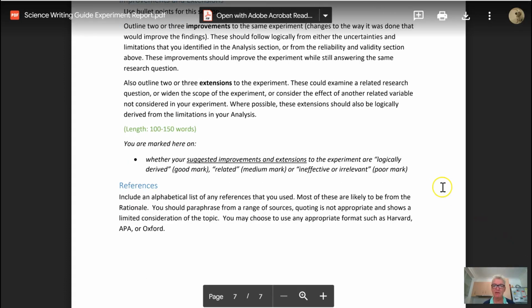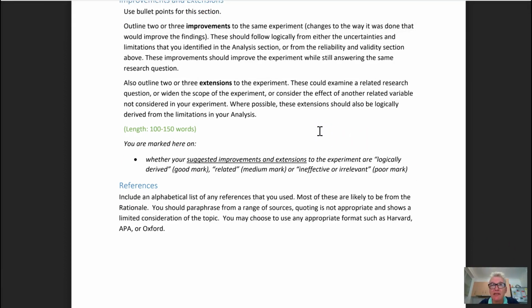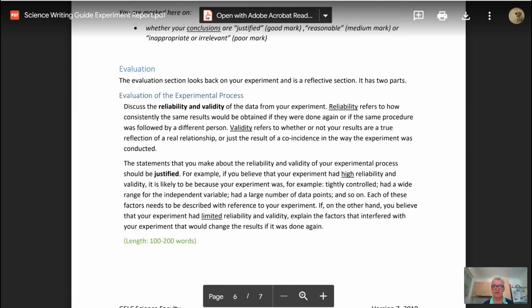Or maybe an extension that will help you give you some better ideas about how to protect that environment, or what changes have happened in there because of human influence. That could be an extension. Okay, so you get marked here on whether your suggested improvements and extensions to the experiment are logically derived. So that would be your evaluation.